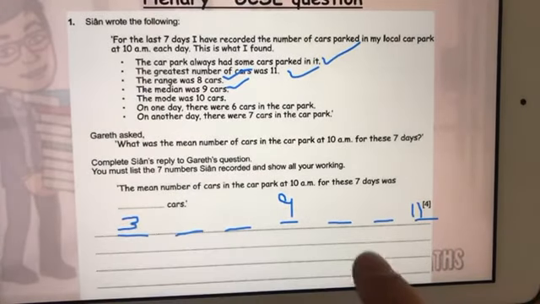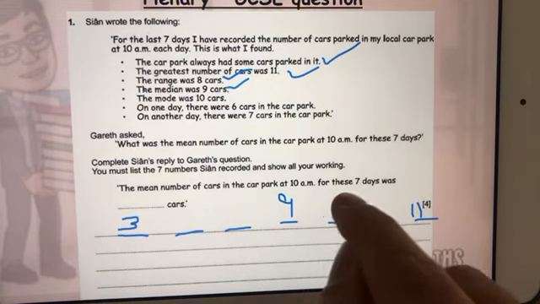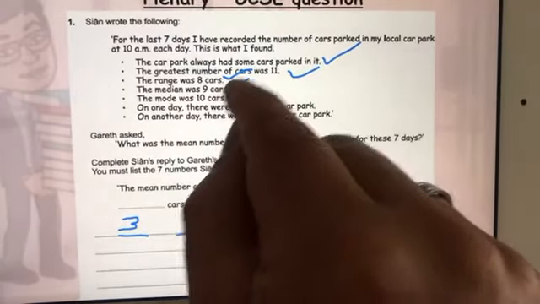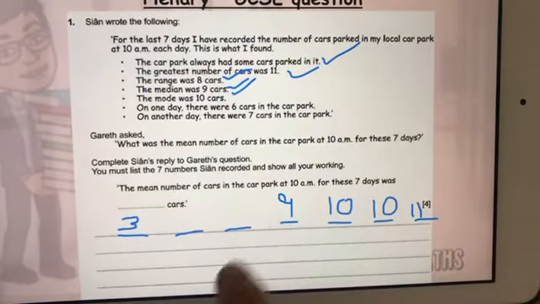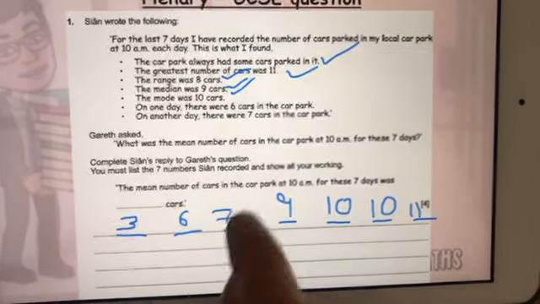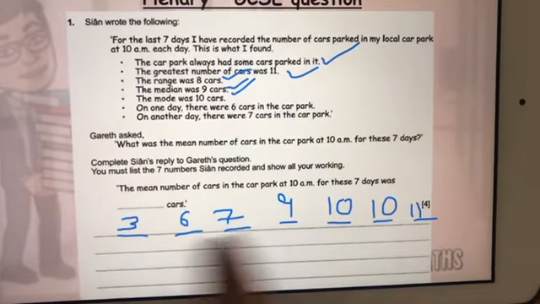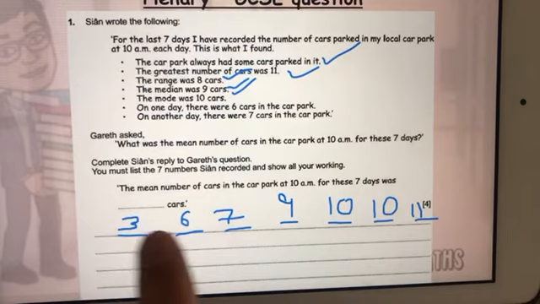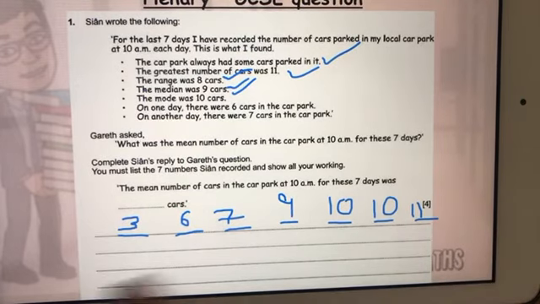The mode was 10. So that means there has to be at least 1 10, probably more than 1 10. So these two have to be 10 because there's got to be more than 1 10. On one day there was 6. On another day there was 7. So 6 and 7. Those are all the cars parked, they're all filled in. Okay, 3, 6, 7, 9, 10, 10, 11. That's done.